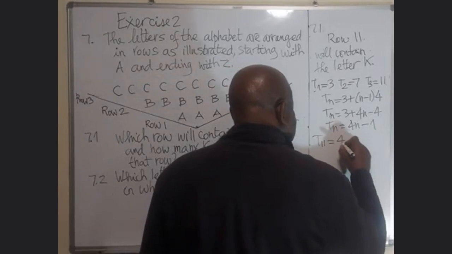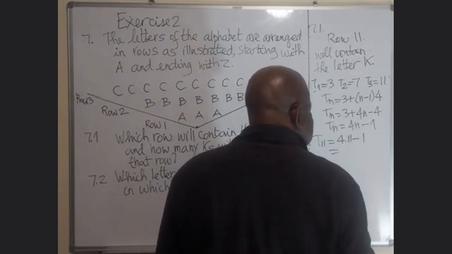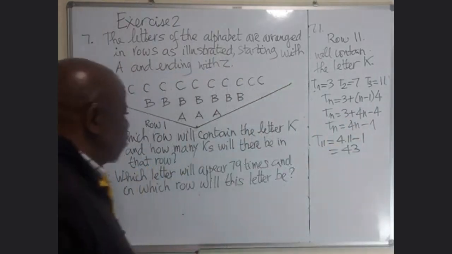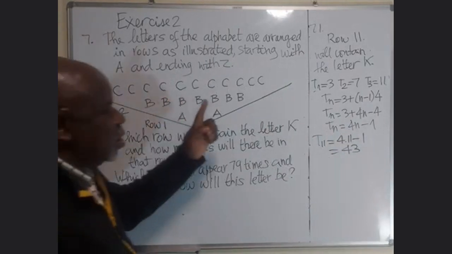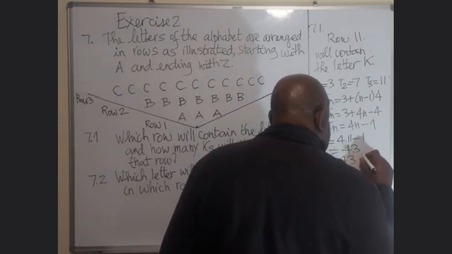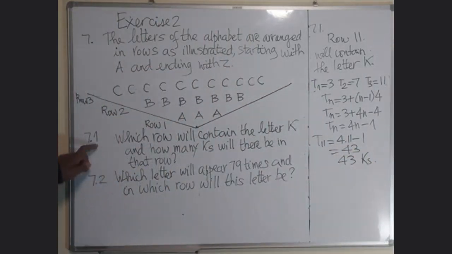T11 will be equal to 4 times 11 minus 1. 44 minus 1, we're getting 43. So in this 11th row, we're going to have 43 K. That is the answer for question 7.1.